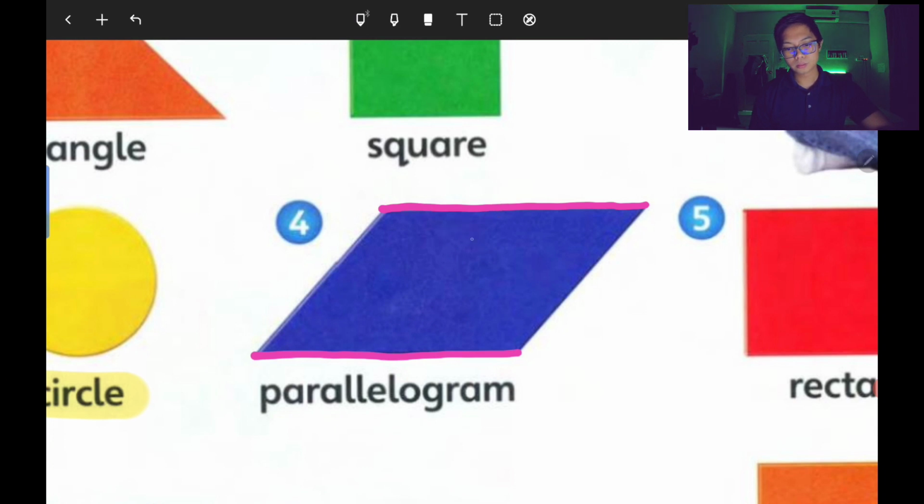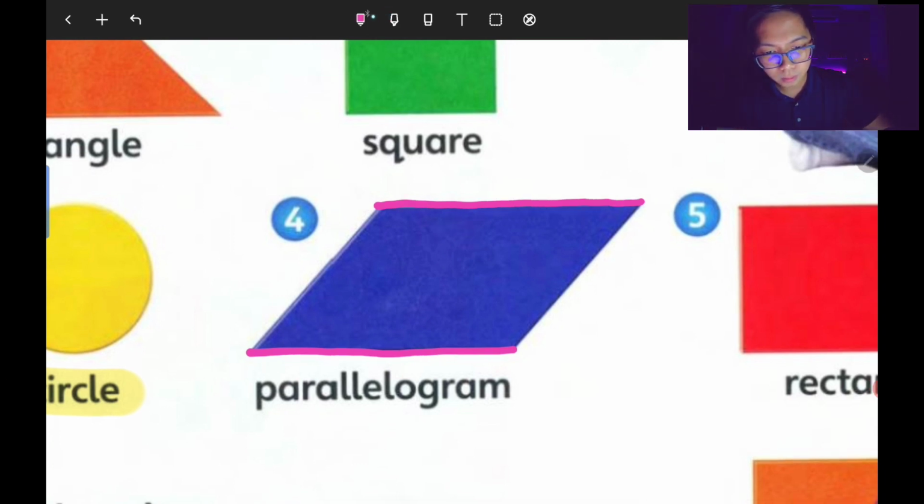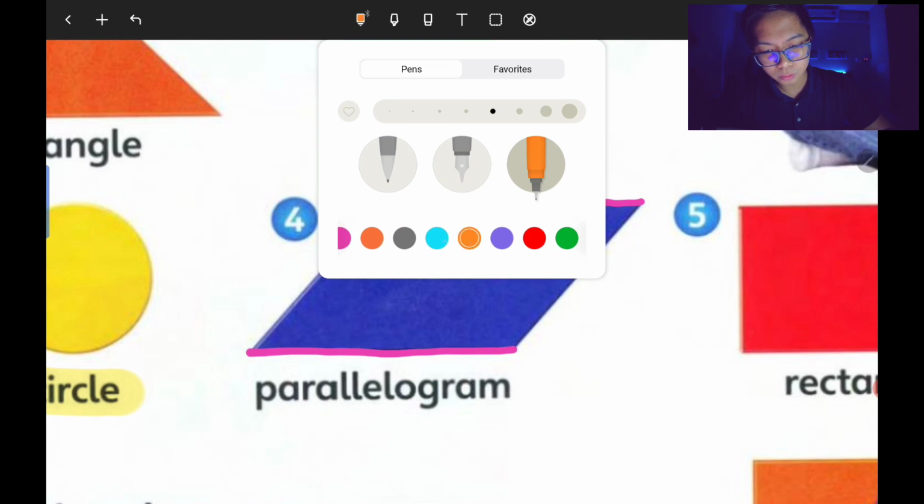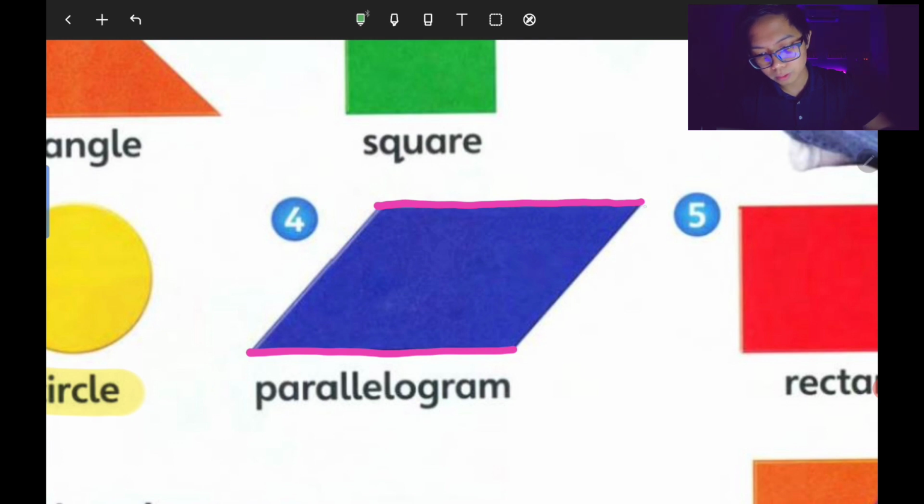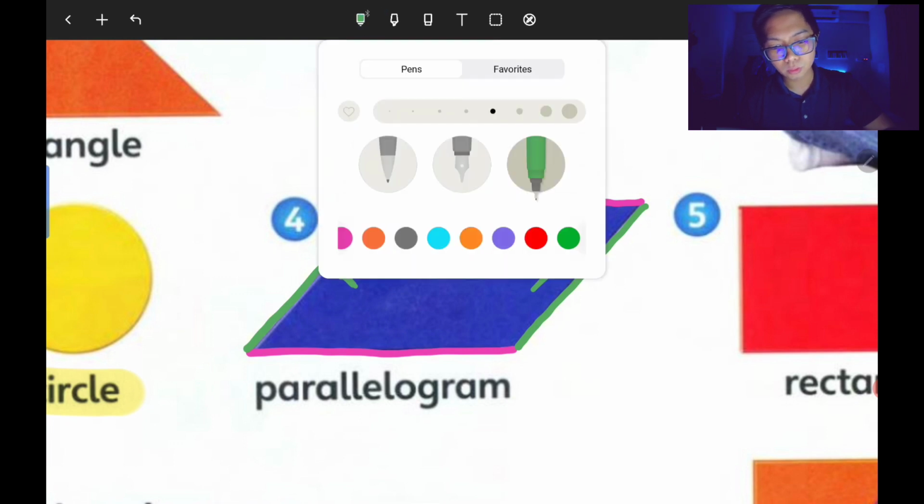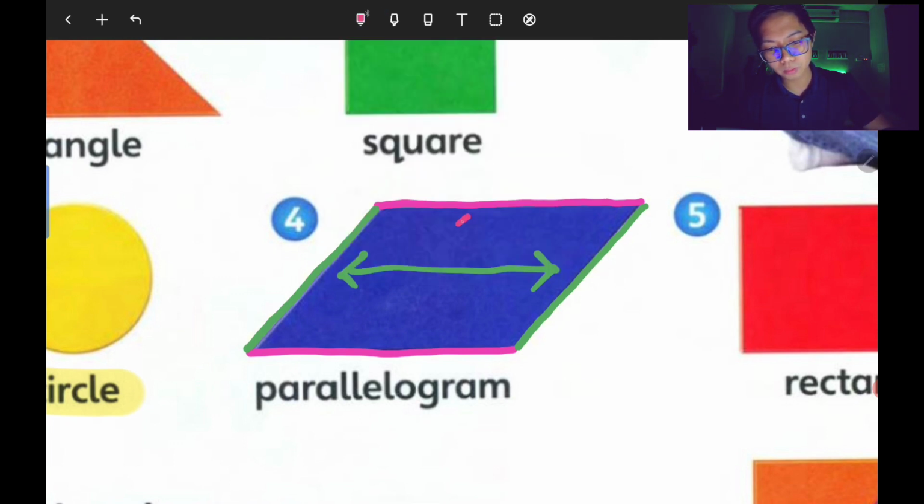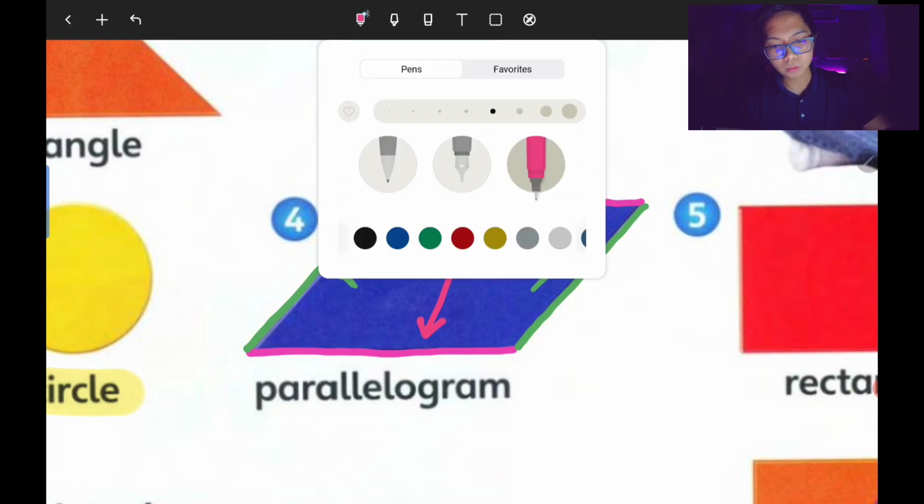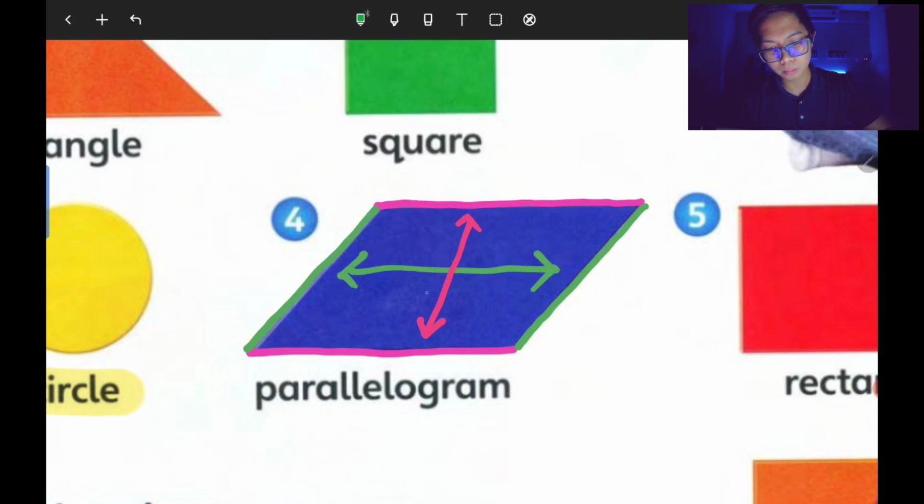Okay, so but let me use what color? Green. Okay, but on this side and this side, this must have the same length as well, mesti sama panjang. So kalau tadi warna pink, mesti sama panjang kan? So the green one is also the same. Ini pun sama. Okay, mesti sama panjang. So that's what we call parallelogram.